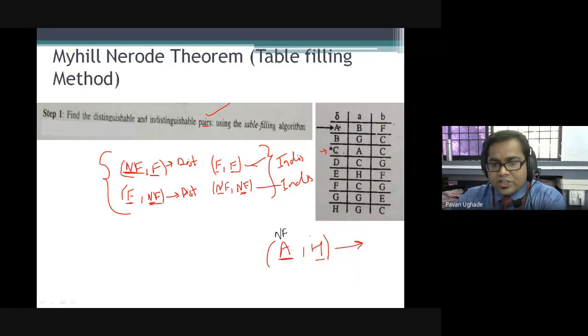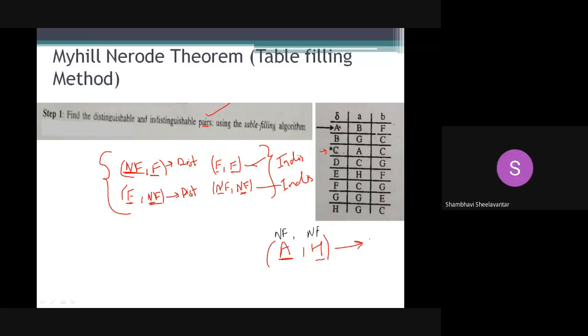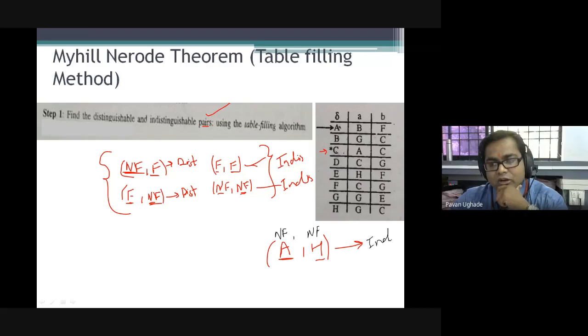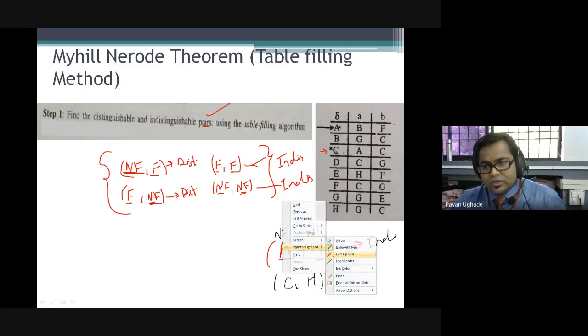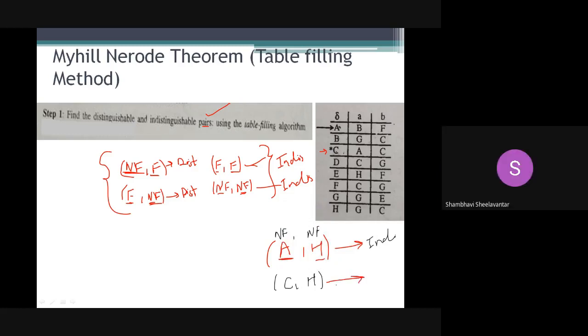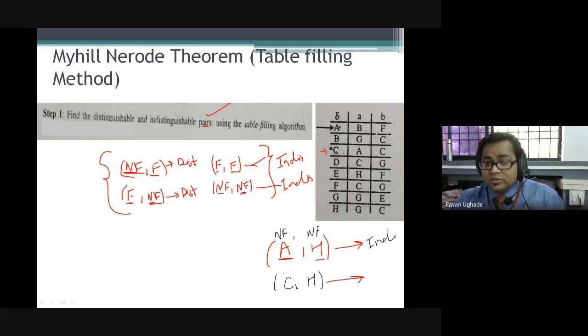What is H state? Is it final or non-final? It is non-final, sir. So what combination are you getting? It is non-final, non-final, so whether it is distinguishable or indistinguishable? Indistinguishable. They are of the same character, the same set, they belong to non-final. If I take C comma H, what is going to happen? They are distinguishable, because C is a final state and this is a non-final state.